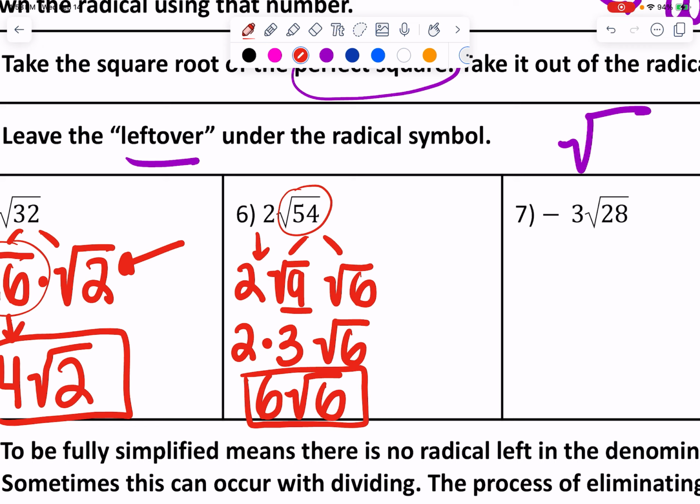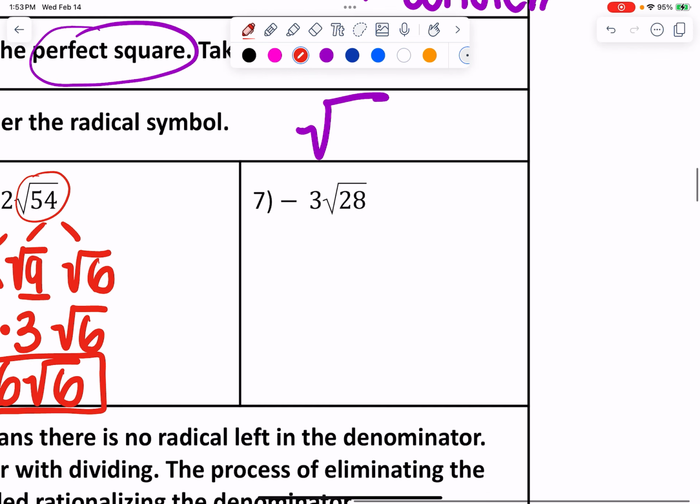Okay, let's try one more like this, and then we'll talk about rationalizing. All right, so for number 7, you're looking at the square root of 28. You're thinking about what number goes into 28, starting with 4. 4 goes into 28. It does, 7 times.